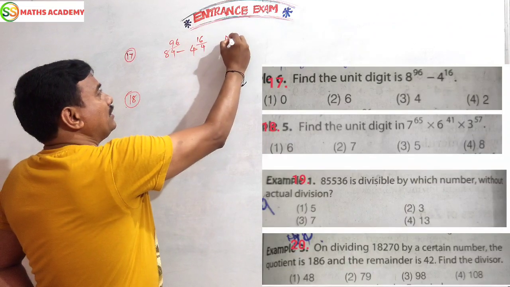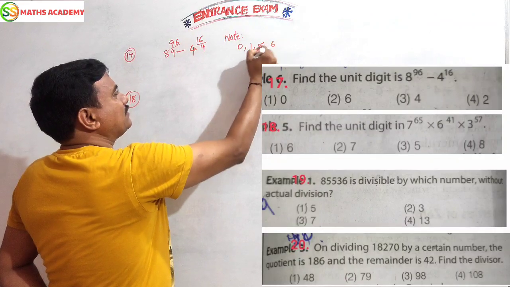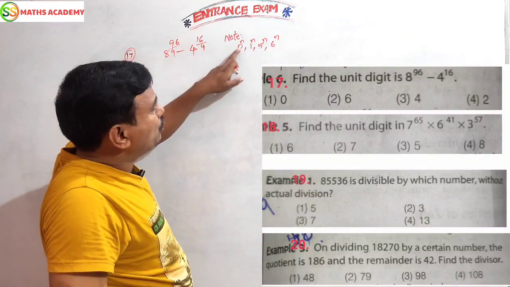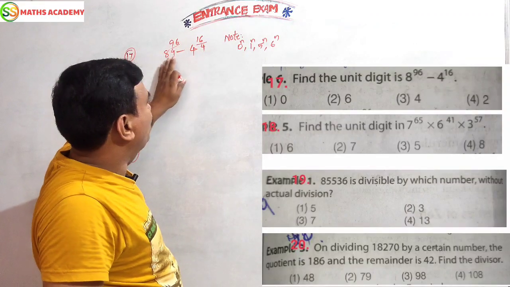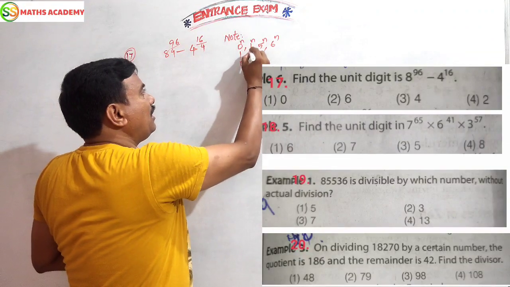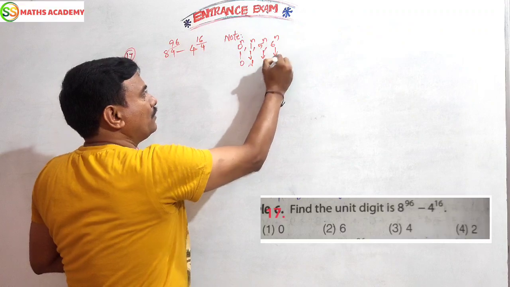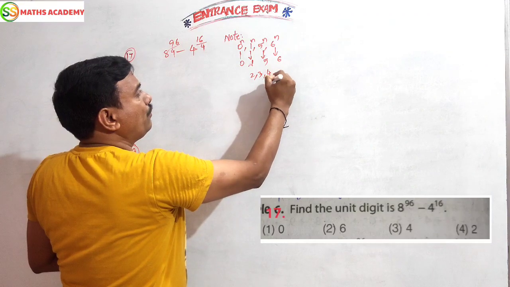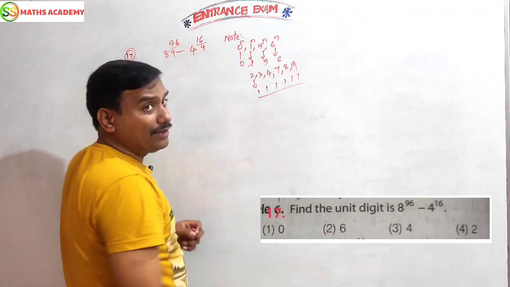Here one note point will be there. Except 0, 1, 5, 6, to the power n, in place of n you can take any number, and the unit digit is the same number. Like 84, here 8, here 4, these numbers will be there, and the same numbers will be the answer in unit digits. Except 0, 1, 5, 6, the remaining numbers are 2, 3, 4, 7, 8, 9. When the power is divisible by 4, the answer will be 1.